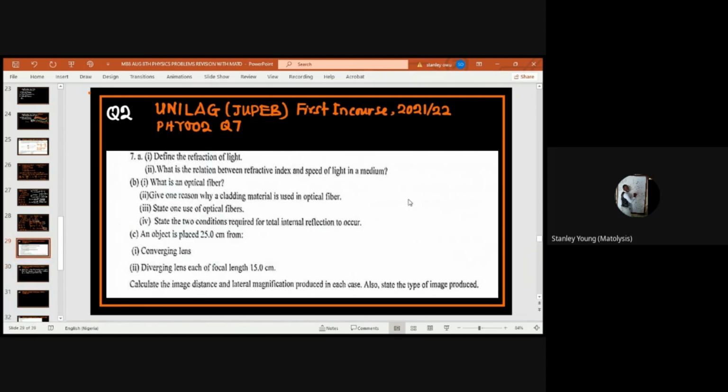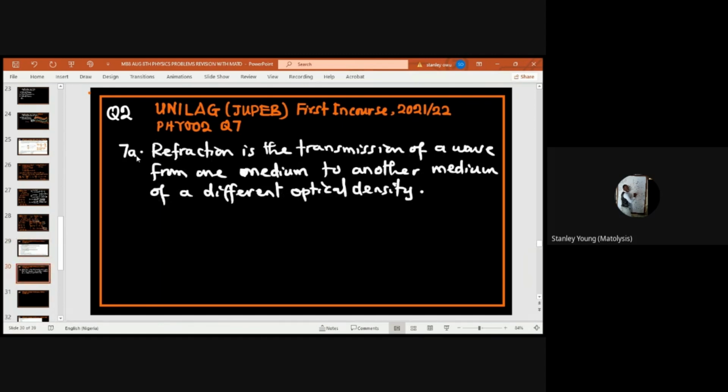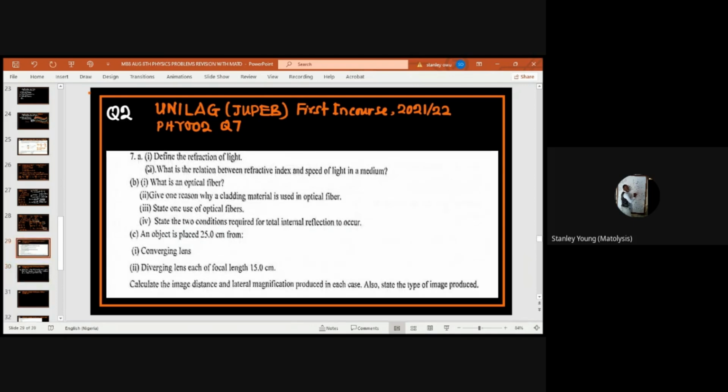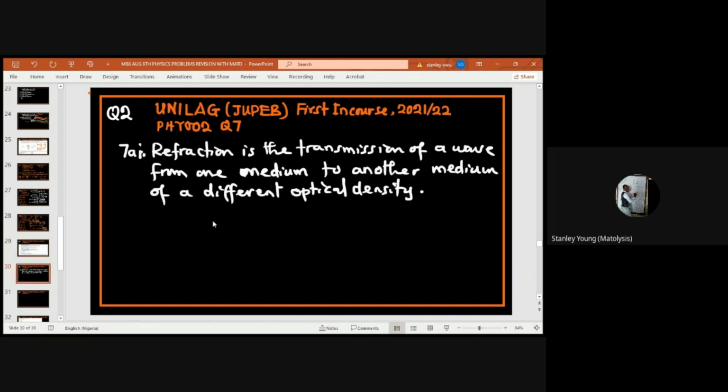So 7A Roman figure 2 says, what is the relationship between refractive index and speed of light in a medium? That's quite straightforward. We've talked about that earlier. The refractive index they're talking about is the absolute refractive index.